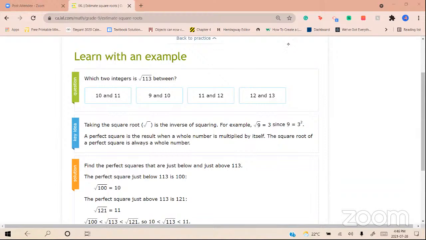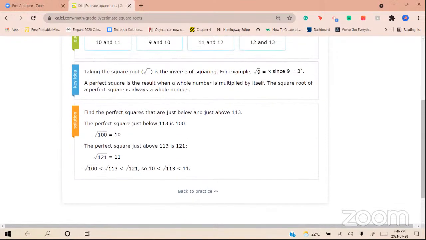Okay, so let me scroll down a bit. A square root results when a whole number is multiplied by itself. The square root of a perfect square is always a whole number. So find the perfect squares that are just below and just above 113. Okay, so what is the square root of 100?